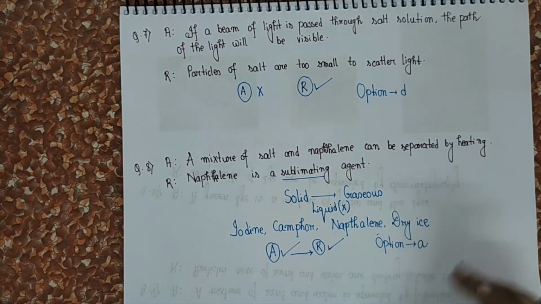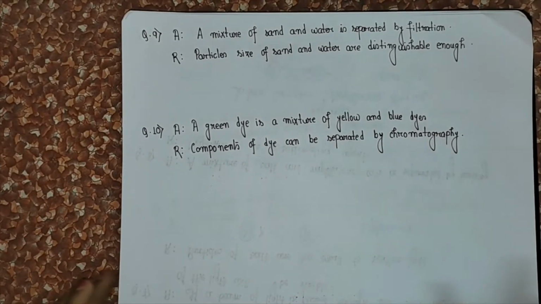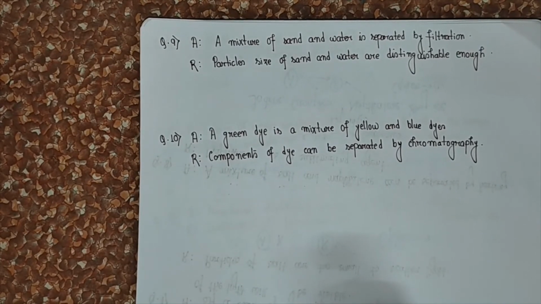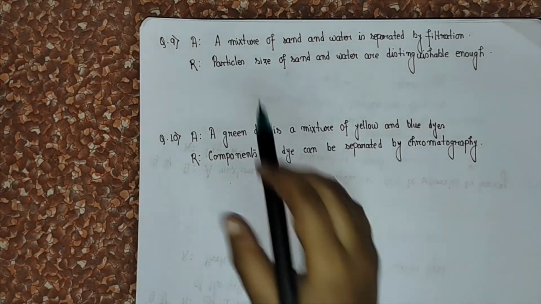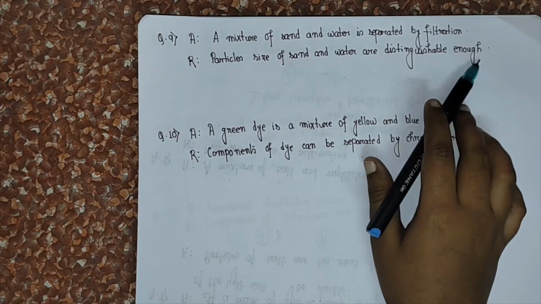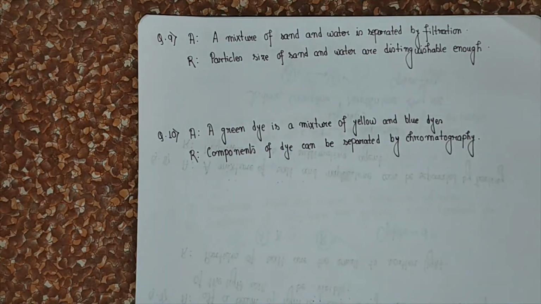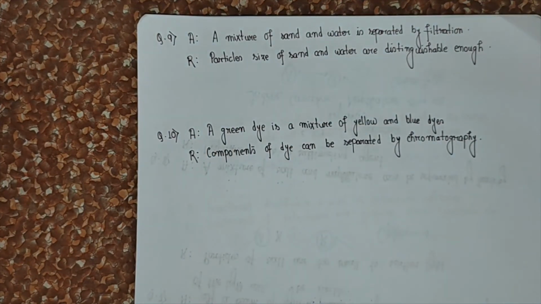Option A. Now move to the next question, number 9. A mixture of sand and water is separated by filtration. The particle sizes of sand and water are distinguishable enough. Suppose in a glass of water you mix some sand particles. Don't you think that the sand particles will not be soluble in water? Obviously, sand particles will not be soluble in water. So if these are not soluble, then we can go for the filtration technique.